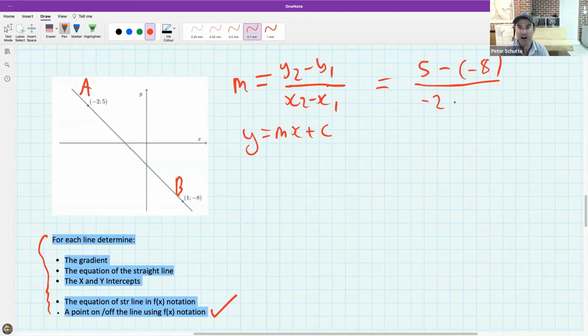The only thing that I find always catches me is making sure I keep the order consistent, and my Y's go on top and my X's go on the bottom. So that is what I always watch out for. I always double check myself, just in case I've made a silly mistake.